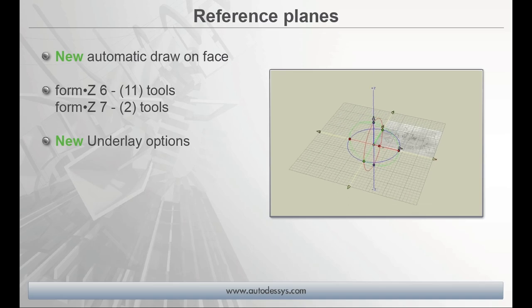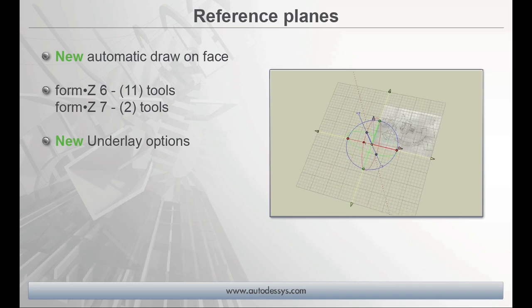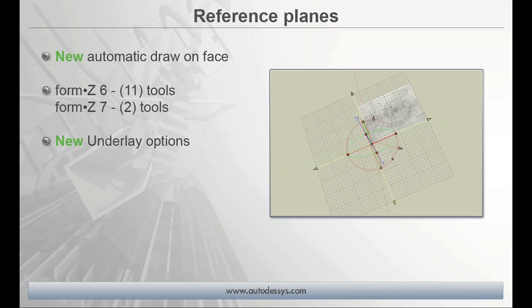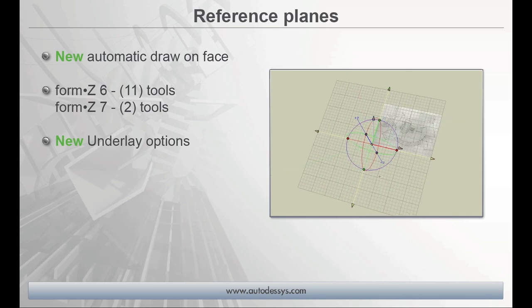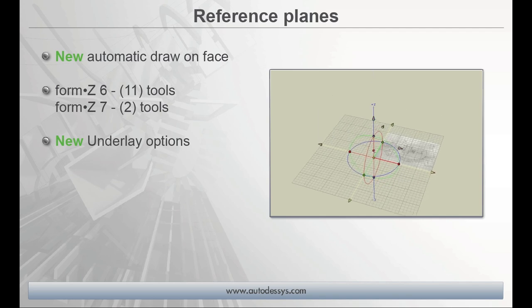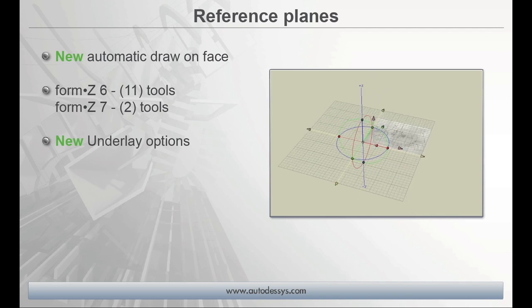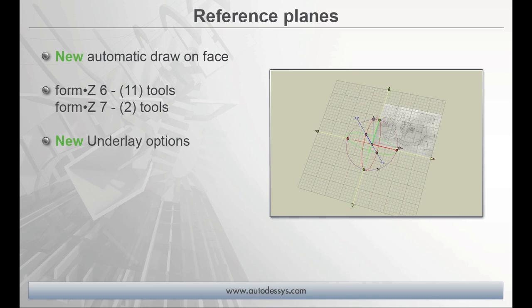Next, let's take a brief look at the updated and enhanced reference plane features in formZ 7. The new automatic draw on face option practically eliminates the need to create reference planes in many cases. However, if you do use reference planes, then not only did we reduce the number of tools from 11 to only 2, we also made them easier and more dynamic. And we also introduced new underlay options, which makes underlays easier and more flexible in formZ 7. So let's see how these work.